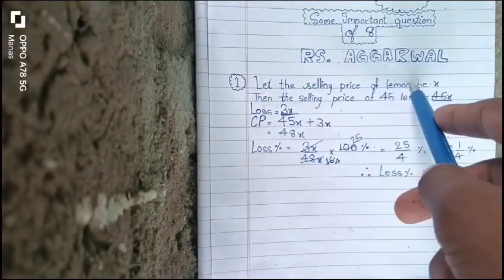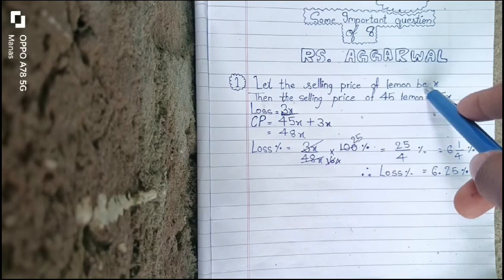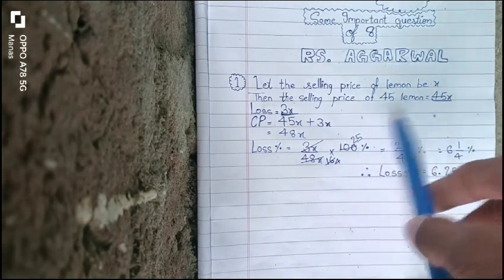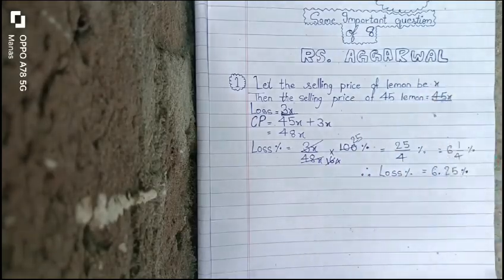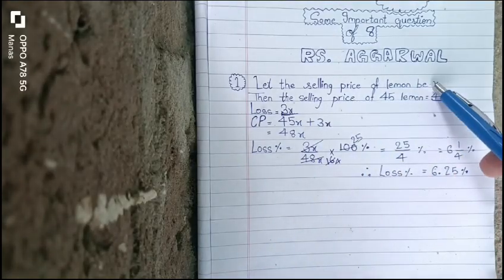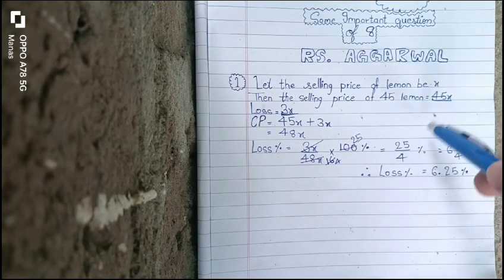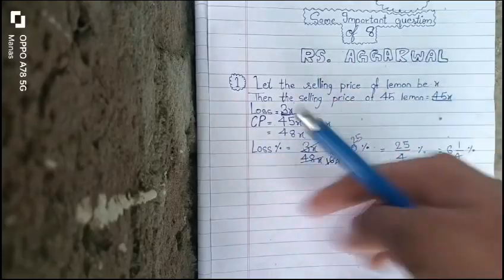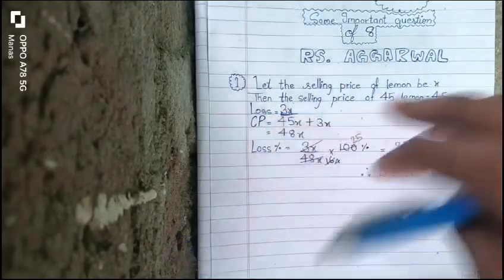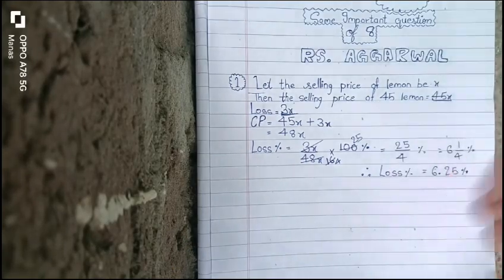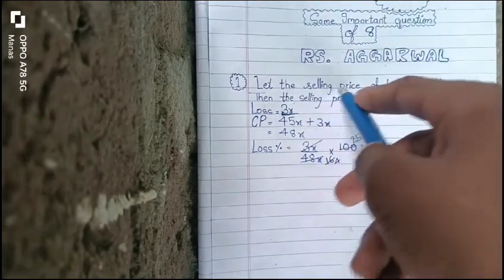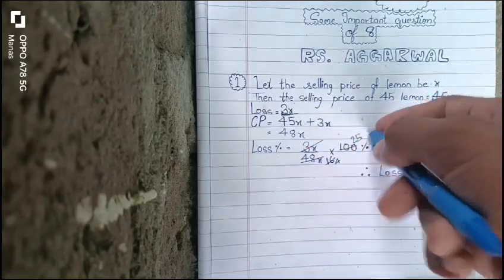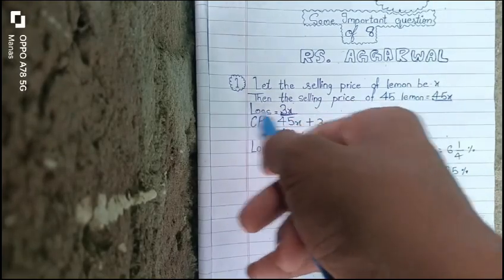We are supposing that the price of one lemon will be X, and as it is given in the book that 45 lemons are sold. So if the price of one lemon is equal to X, then the price of 45 lemons is surely 45X. Then as it is given in the book, the loss amount is equal to the selling amount of 3 lemons. Then if the selling amount of one lemon is X, the selling amount of 3 lemons is equal to 3X. This is the loss.